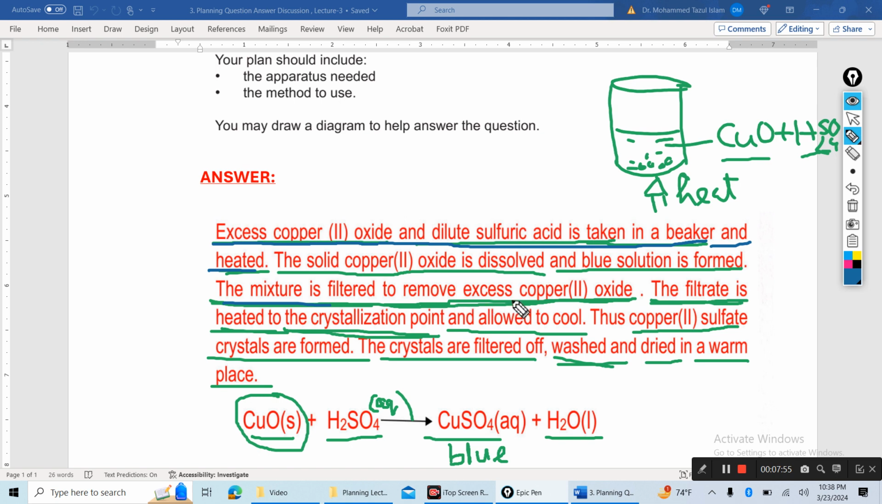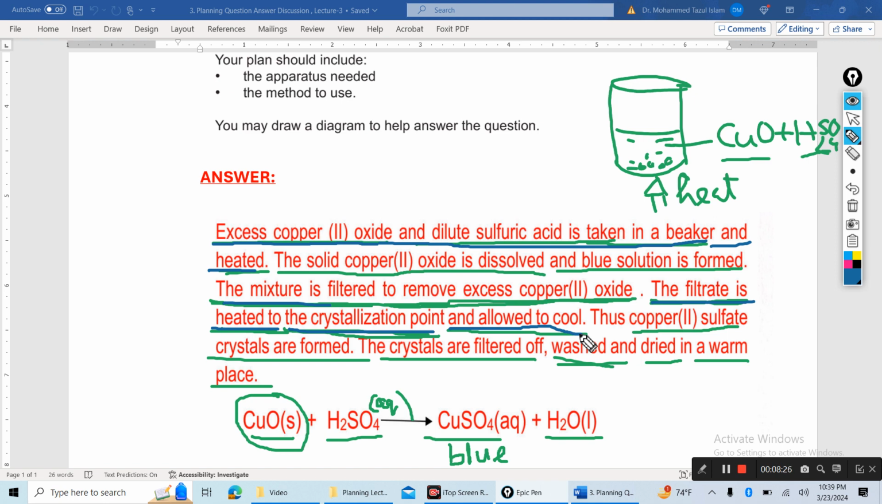Then what you will do, the mixture is filtered to remove excess copper(II) oxide. When you remove excess copper(II) oxide, you will see clear blue solution. This is known as filtrate. The filtrate is heated to the crystallization point and allowed to cool. Crystallization point means the point where crystals start to form.